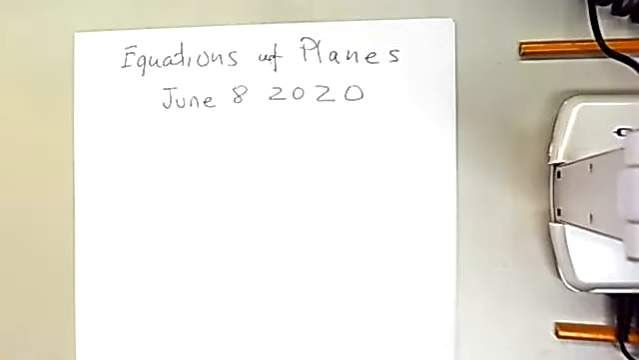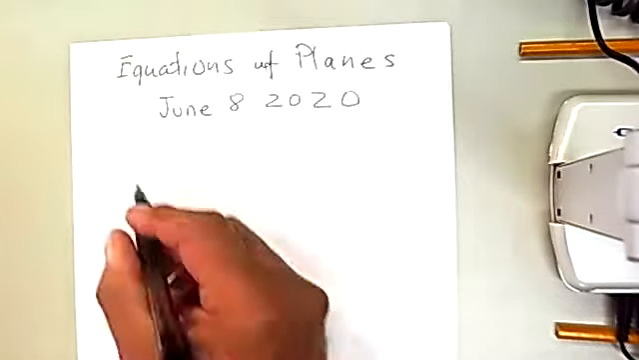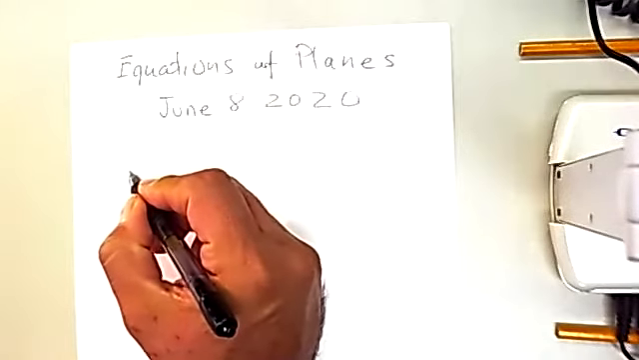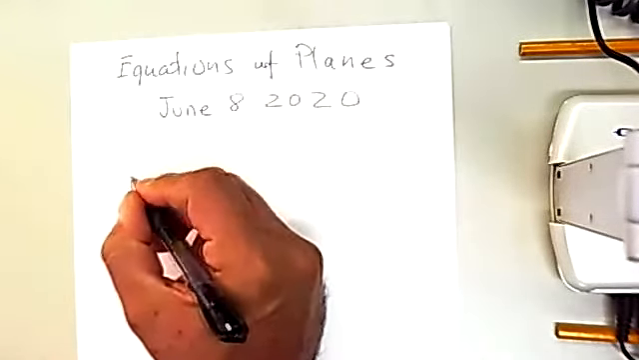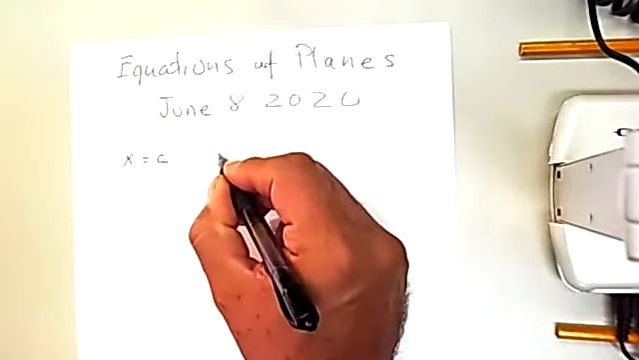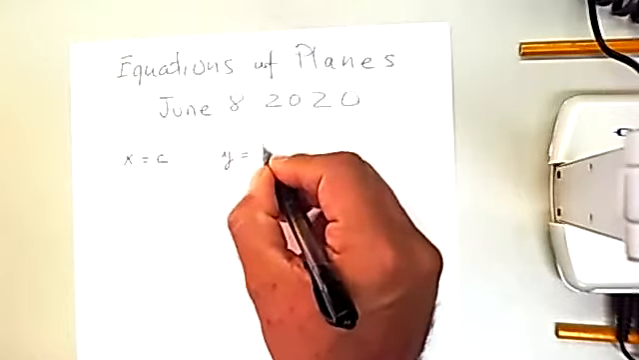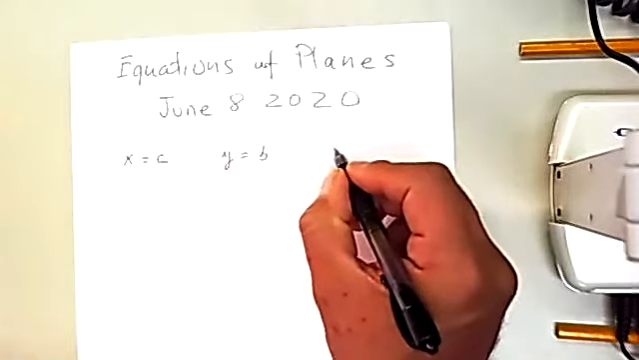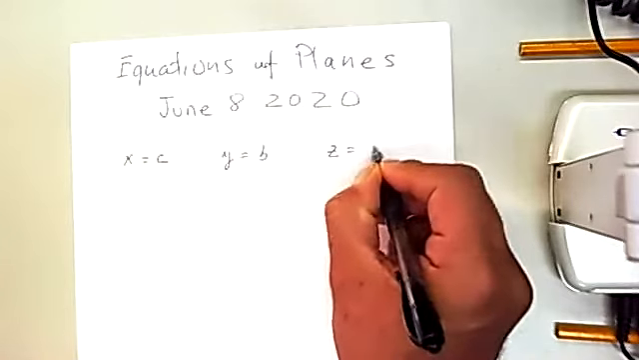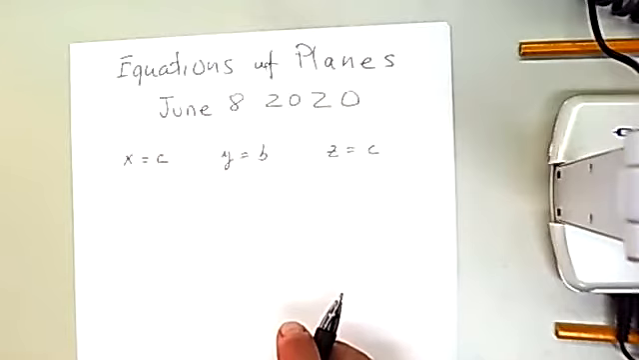Equations of planes. We're going to start with very, very simple equations. In 3D, if we have x equals a, or a separate equation y equals b, or z equals c, these are three different planes, different equations.